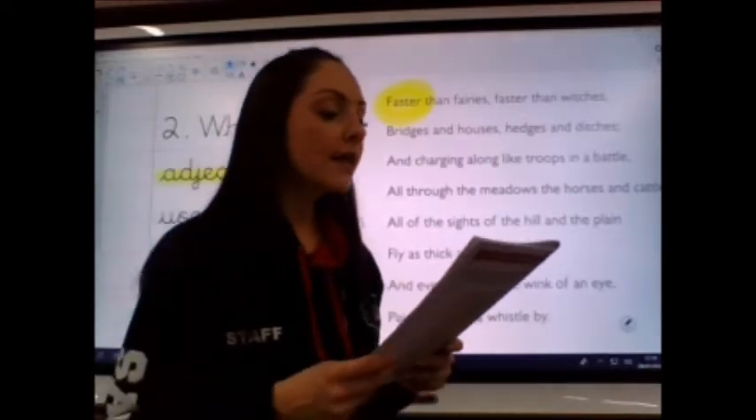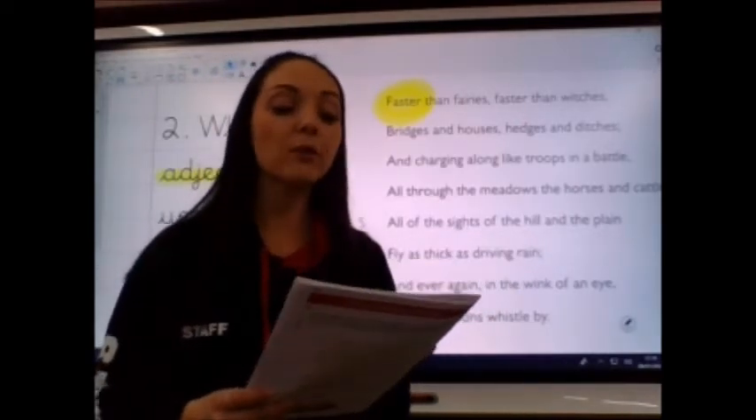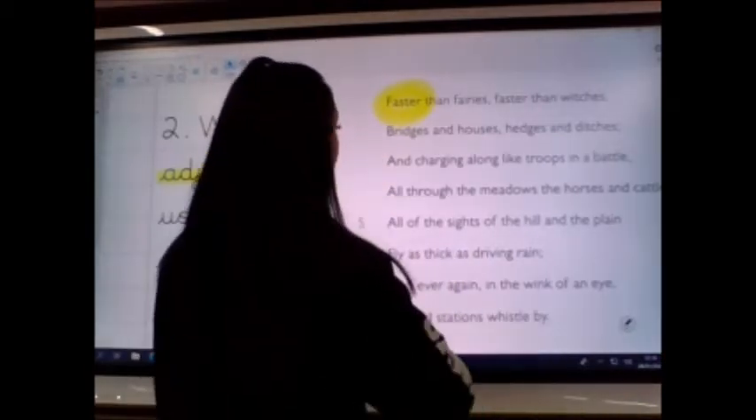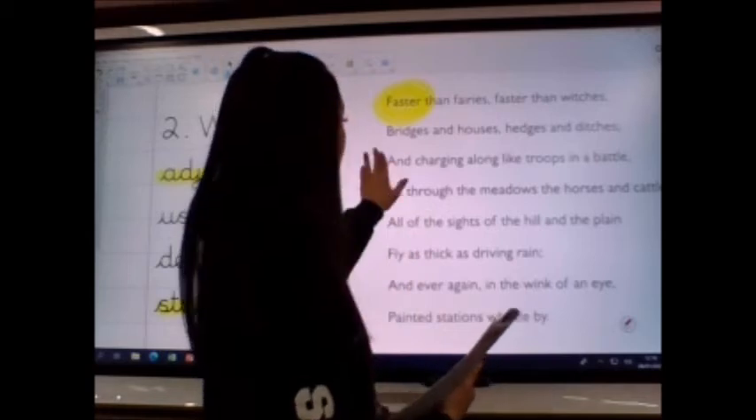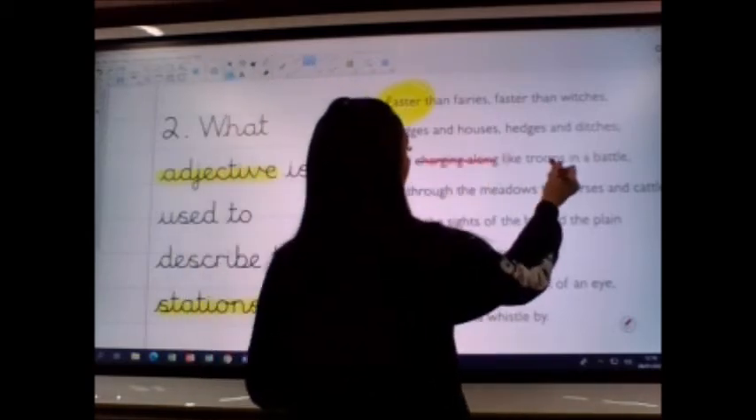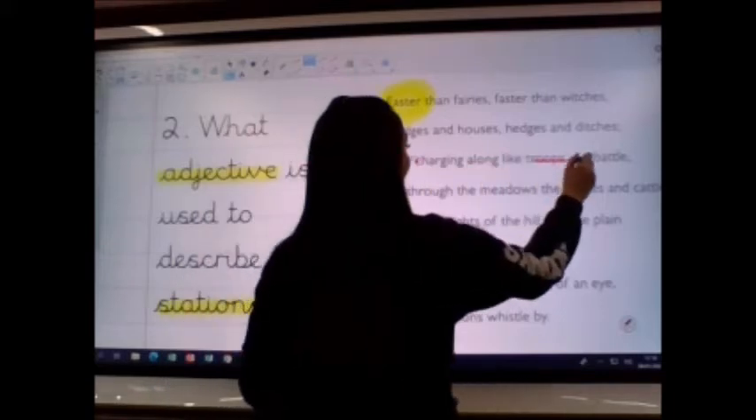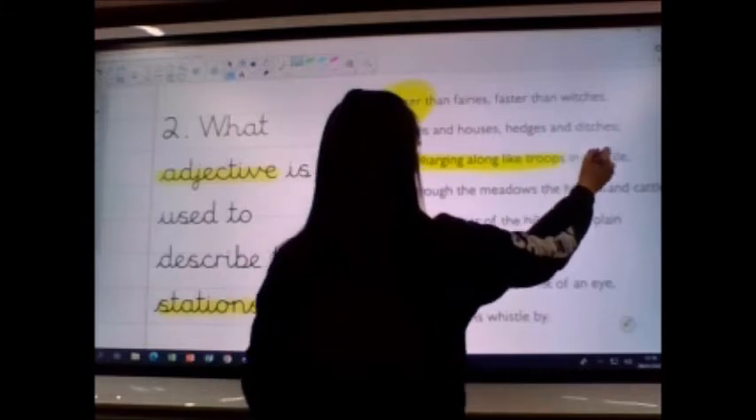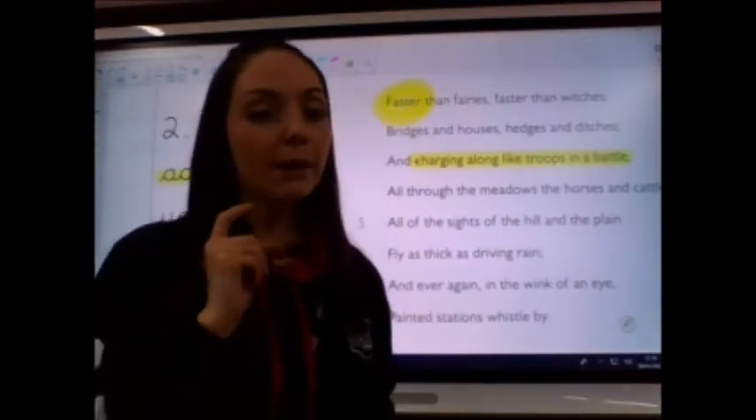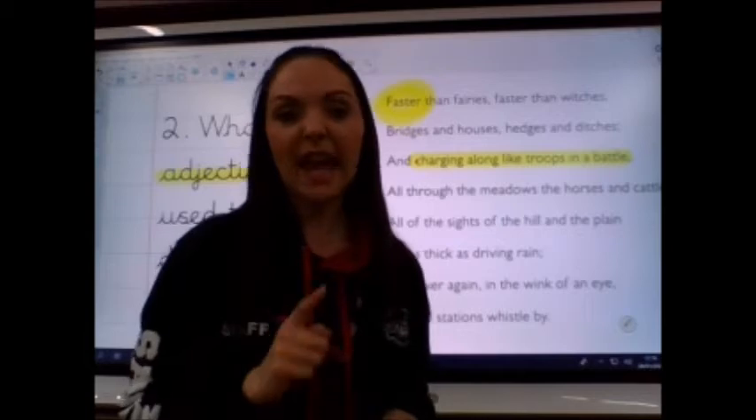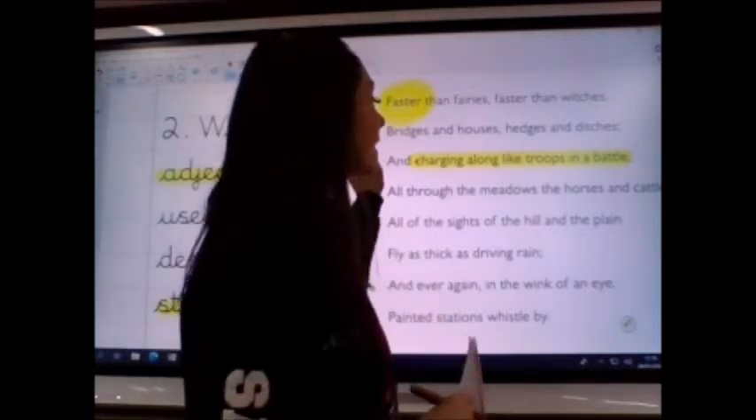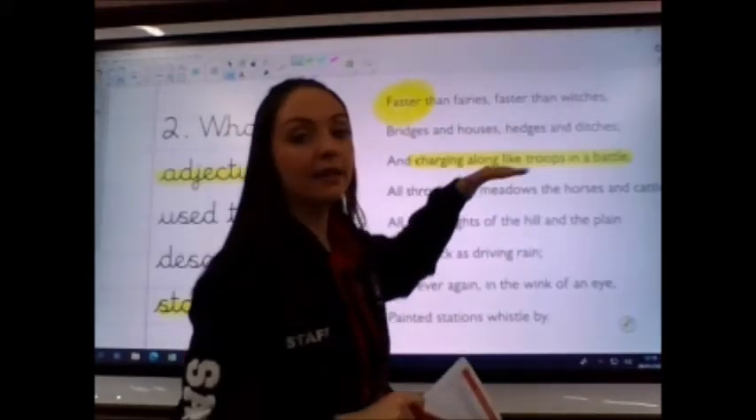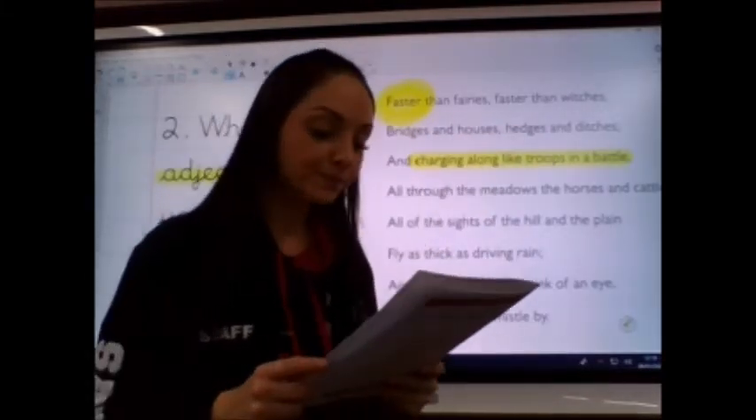Okay, question 2 then says, what does the poet compare to troops in a battle? So let's go and find it. It says in line 3, and charging along like, oh, sorry, I thought I still had my highlighter on, one second. So, charging along like troops in a battle. But it's not in that line. The answer isn't in that line, so you're going to have to read the next line, to find out what's being compared to troops in a battle.